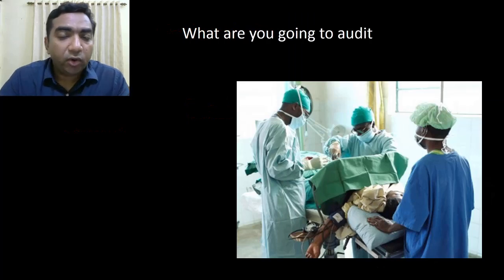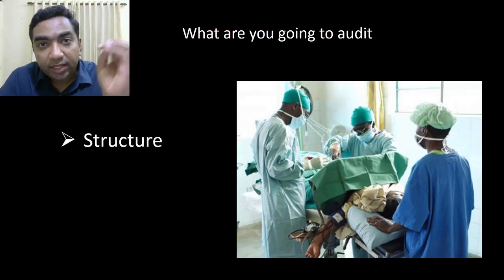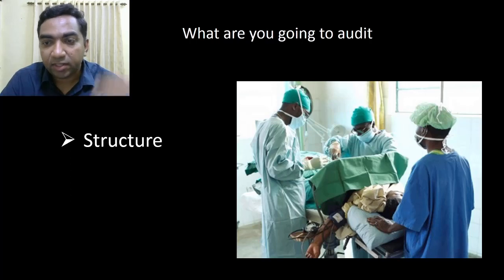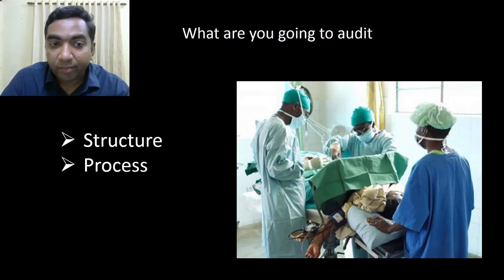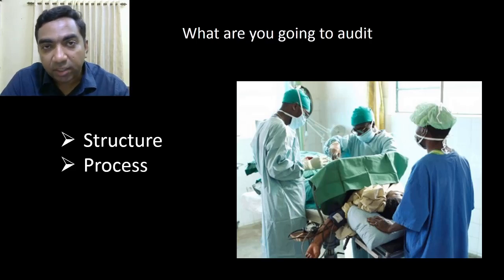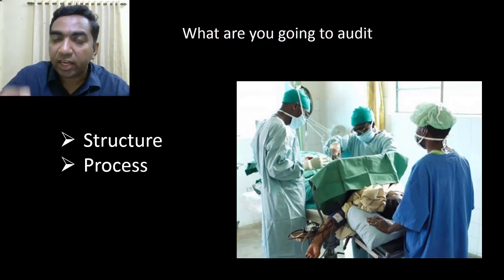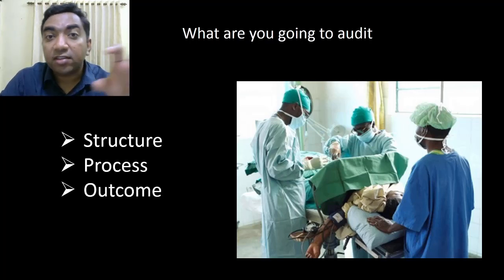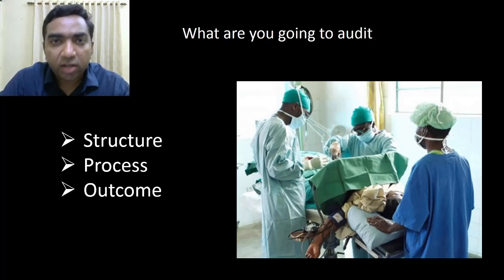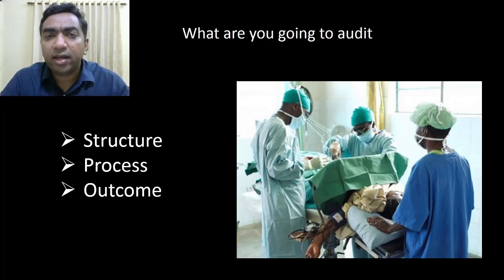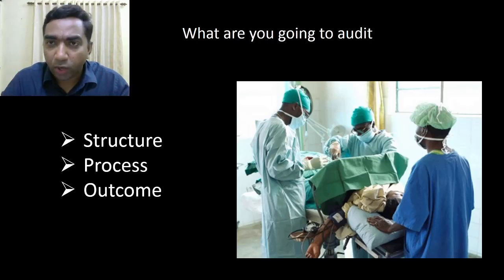So what are we going to audit? The audit can be either the structure of the department, the structure of the theater, the structure of our instruments, anything. Or we can audit the process, how the patient is brought from the casualty to the theater, or how the patient is taken from the elective admission ward to anesthesia to the theater. And finally, we can evaluate our outcome, what our complication rate is, what our mortality is. So any part in the surgical body you can audit.